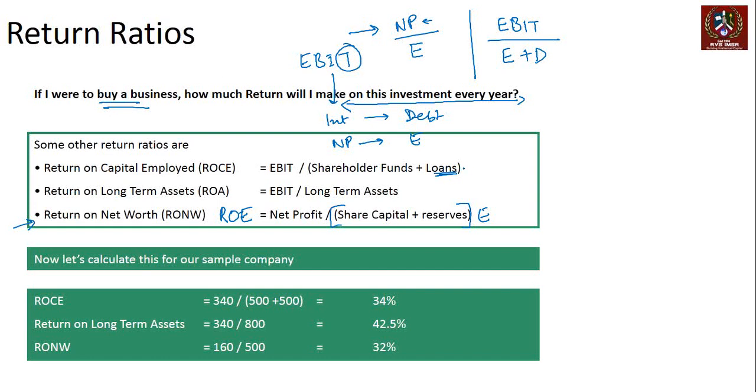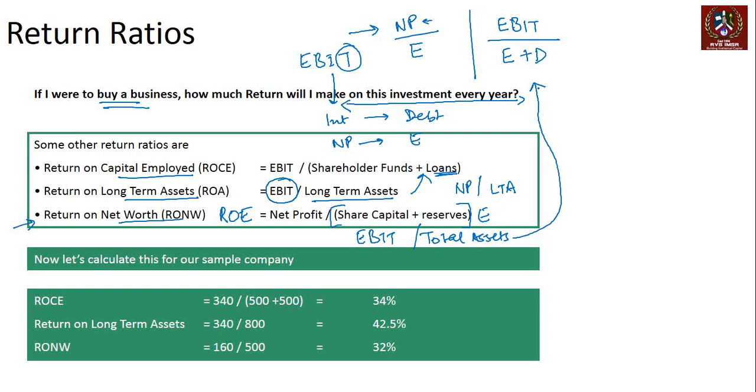Now, there are three kinds of ratios we looked at here. There could be more. We're looking at return on capital employed, return on long-term assets, and return on net worth. Remember, long-term assets can essentially be funded by both shareholder funds and loans, and hence I'm looking at EBIT here as well. There's no hard and fast rule around it. You could use net profit by long-term assets as well. Typically, if you're using total assets, remember, total assets are equal to equity plus debt. So in this case, you should be using EBIT. In any case, most of the time, this is going to give a similar analysis as return on capital employed, right? Let's calculate the numbers.